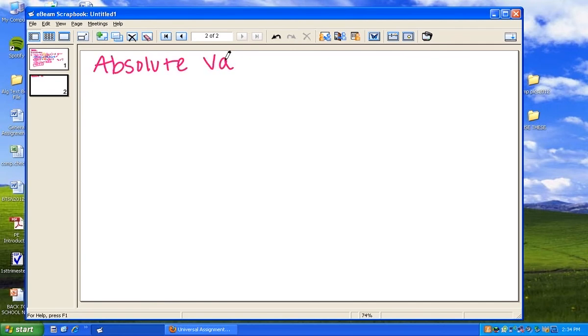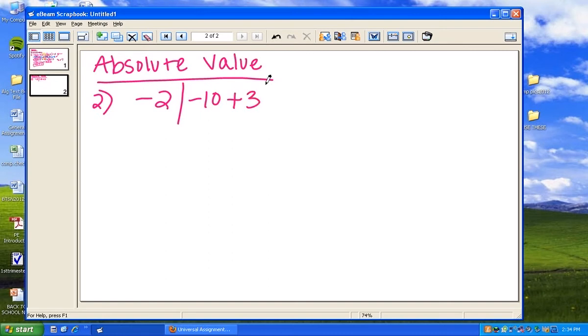Now, all of these 4 types of problems that I'm sampling for you are going to be on your homework questions. So make sure that you write down your notes clearly so that you can use them for your samples. So my second problem is absolute value, and I'm going to say -2 times the absolute value of -10 plus 3 minus 4 times the absolute value of -17 minus the absolute value of -2.